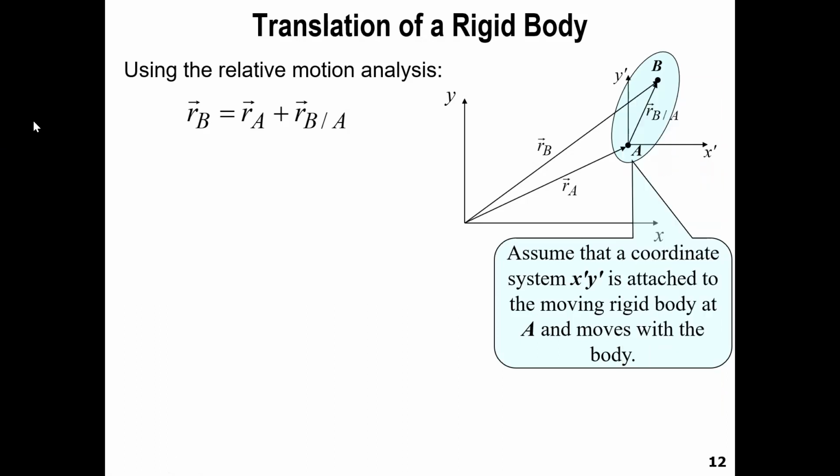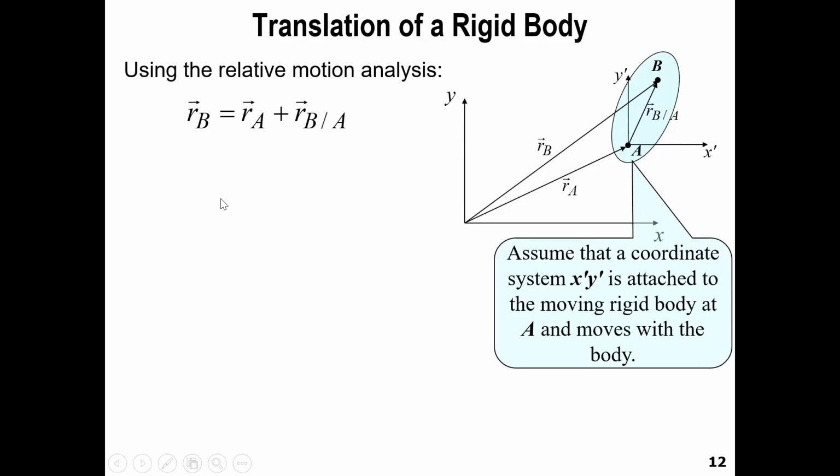Hopefully you remember from the basic math that you have three vectors. RB is the summation of RA and RB with respect to A. RB is the absolute vector showing the position of B. RA is the vector that shows the absolute position of A with respect to this fixed XY coordinate system. RB with respect to A is how A sees B in this moving coordinate system.